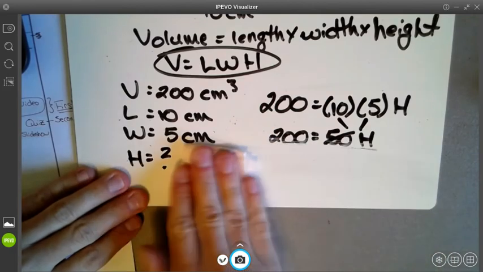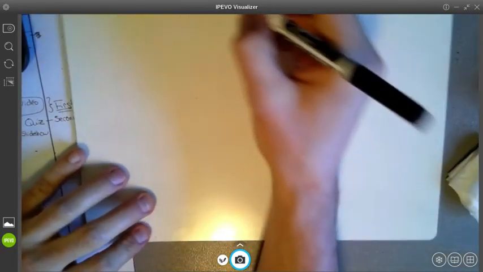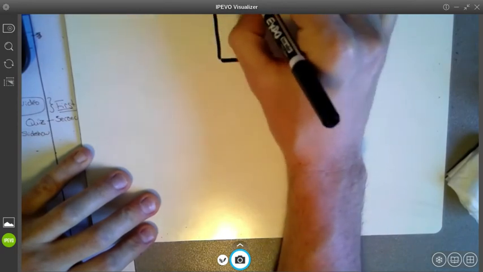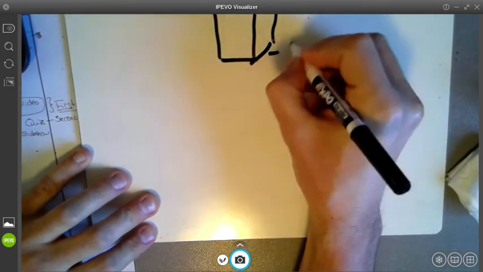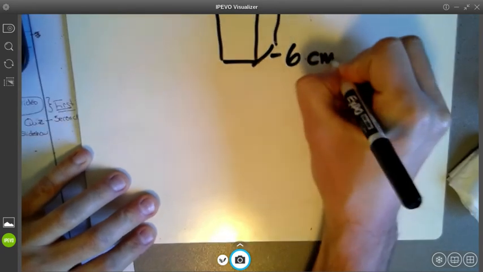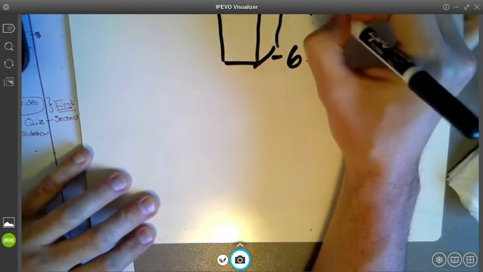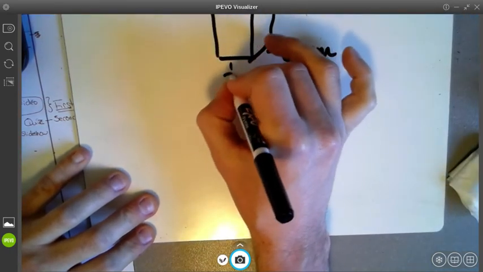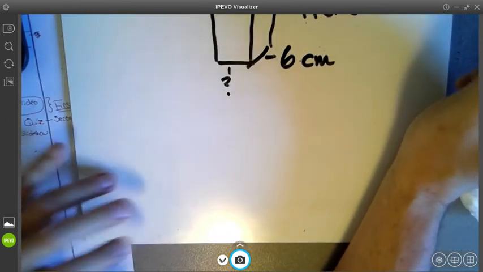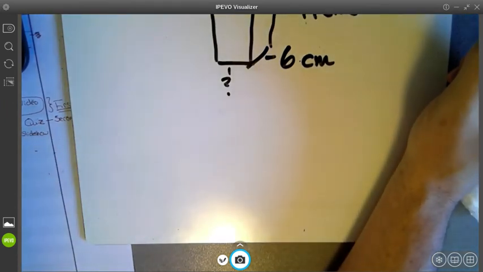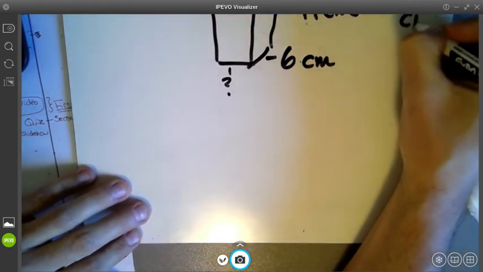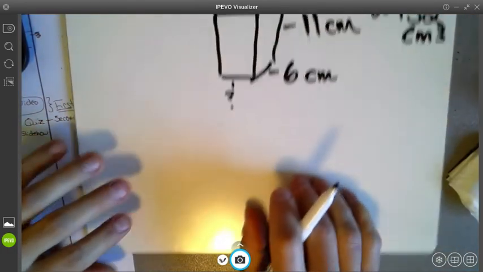Let's try one more. Let's say we have the width and the height. So we know the width is 6 centimeters and the height is 11 centimeters. We don't know the length, but we know that the volume is 132, again, centimeters cubed.